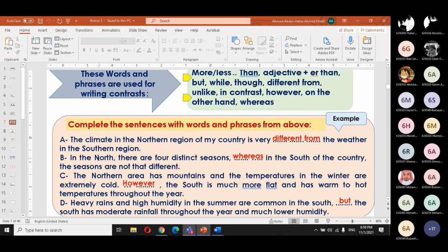Okay. In the north there are 4 distinct seasons, whereas in the south of the country the seasons are not that different. Okay. So here anyway, I explained that before. We use these words to talk about differences. Okay.